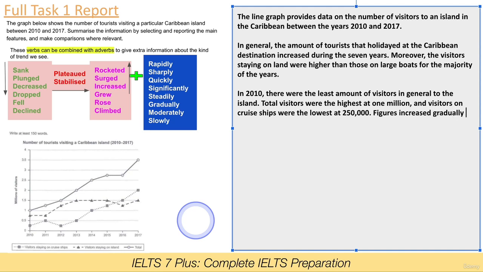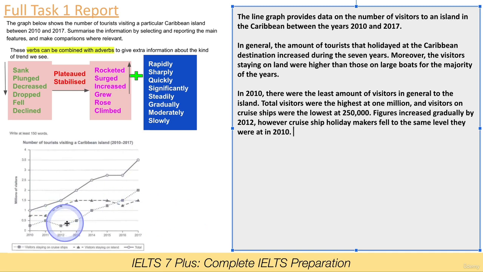Gradually, maybe. Gradually by 2012. However, cruise ship holiday makers fell to the same level they were at in 2010. Okay, then what happens? We have a general increase from cruise ships and a gradual increase with total.